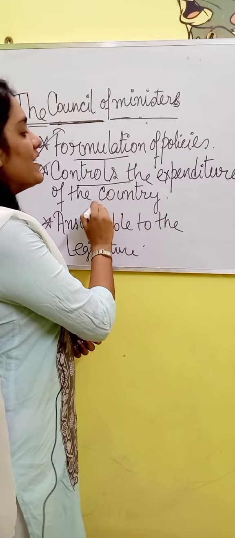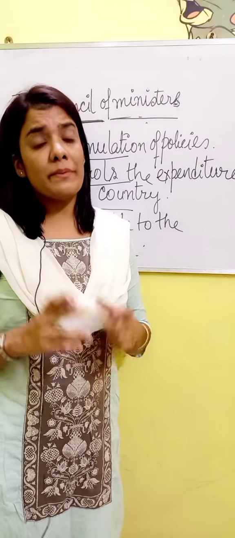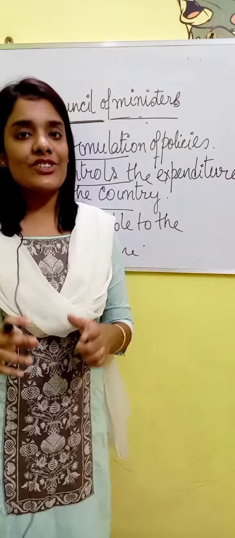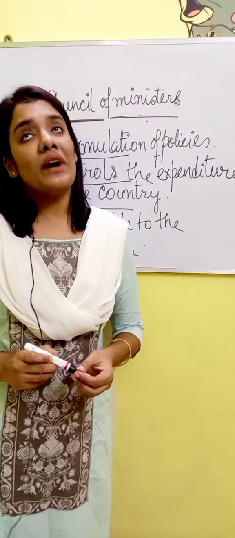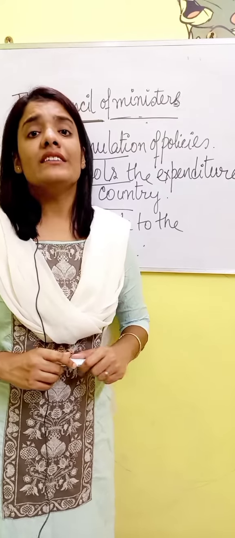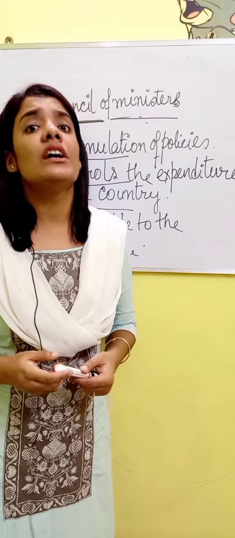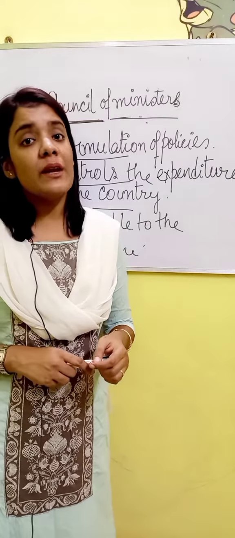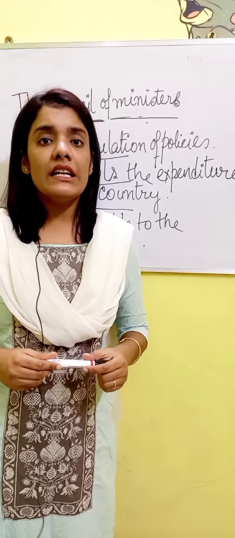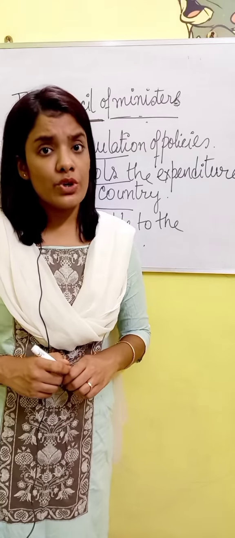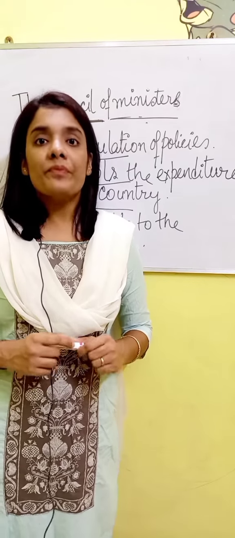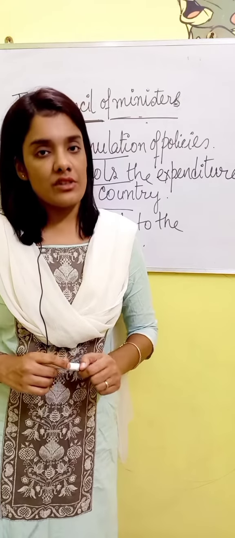It is to control the expenditure of the country, they decide the budget of the country. Next, they are also answerable to the legislature. See children, this is a very vital place. The Council of Ministers are collectively as well as individually responsible to the legislature. The legislature may ask questions of the Council of Ministers regarding their activities or policies. If the Council of Ministers are unable to satisfy the legislature, what will happen then? The legislature may pass a vote of no confidence motion against the Council of Ministers. And if it is passed, then the Prime Minister along with his entire Council of Ministers has to resign.